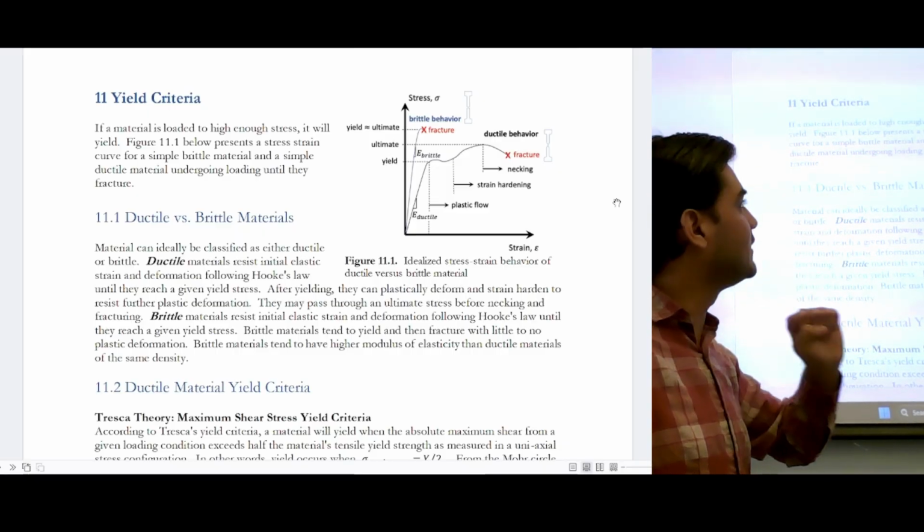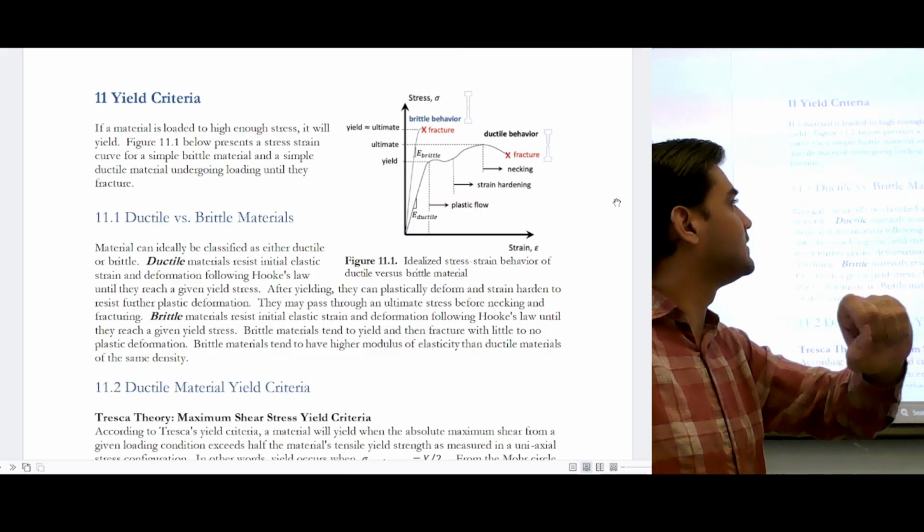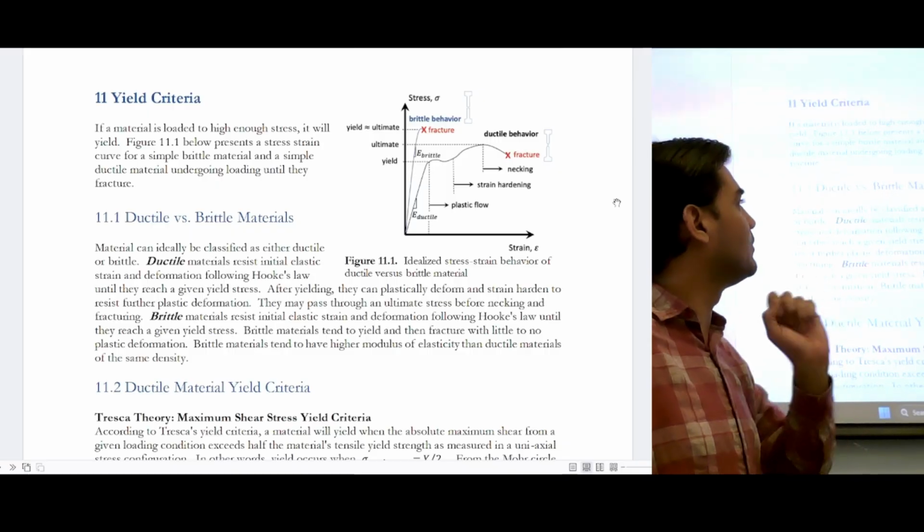So chapter 11 is about yield criteria. We will take that stress element and compare it with different yield criteria, and then we'll figure out if the failure will happen or not.